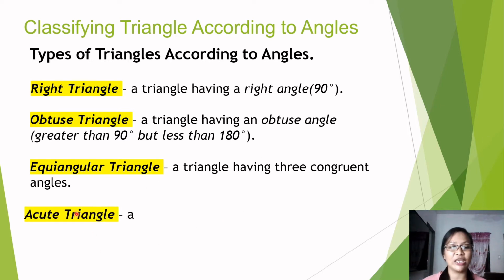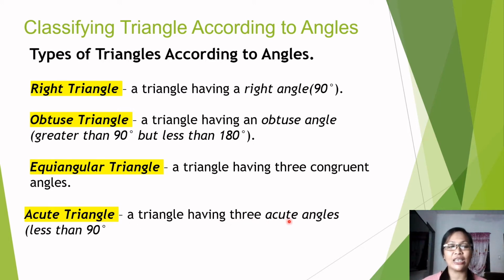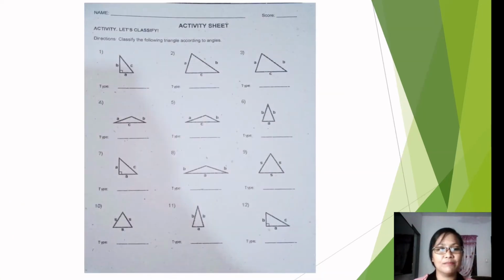Next, we have the acute triangle, a triangle having three acute angles. When we say acute angles, these are angles with less than 90 degrees. Example: classify the following triangles according to angles.